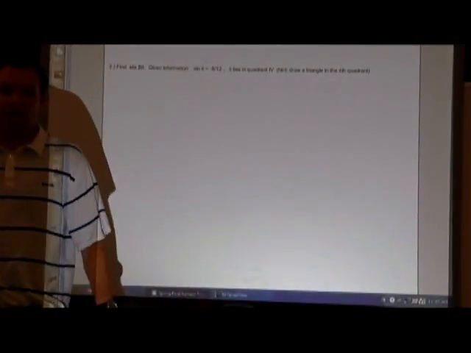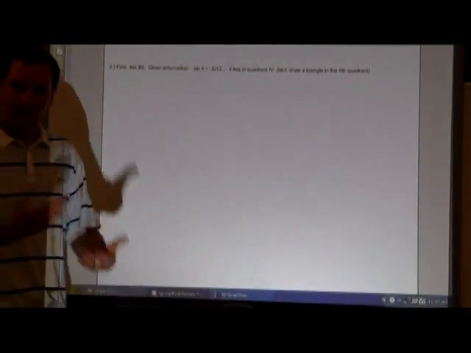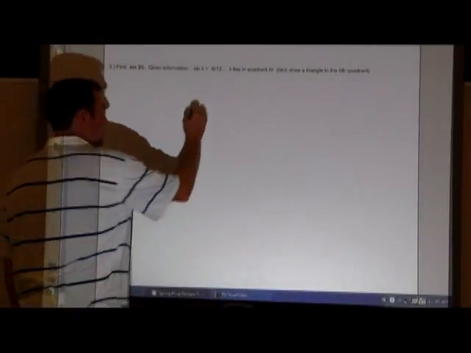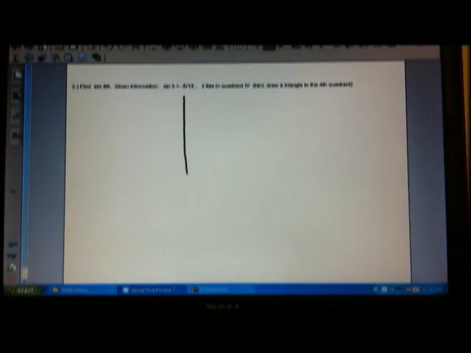is going to be pretty much impossible for anyone to see who's watching this video. Luckily, you have a handout that has it written on there. But this says that we're supposed to find the sine of 2 theta, given that sine theta is negative 5 over 12, and it's in quadrant 4. There's a hint on there that says draw a triangle in the 4th quadrant. It's a good idea. I think I will.